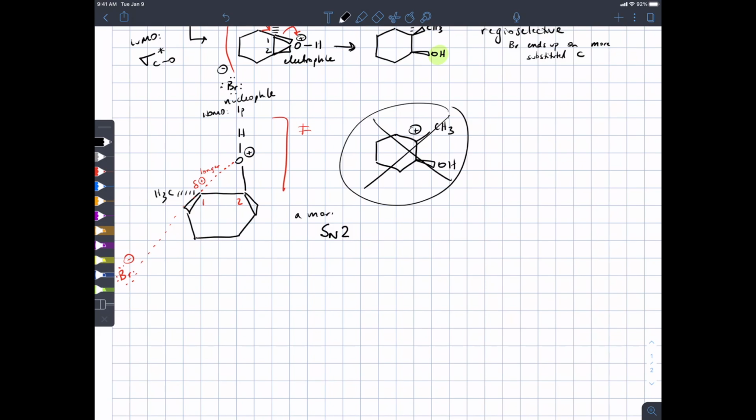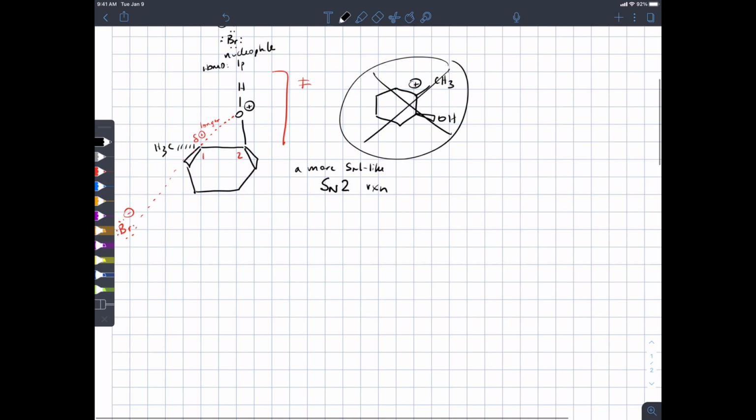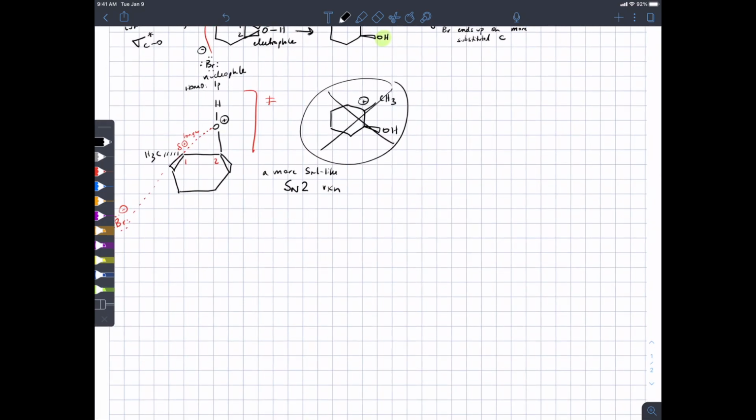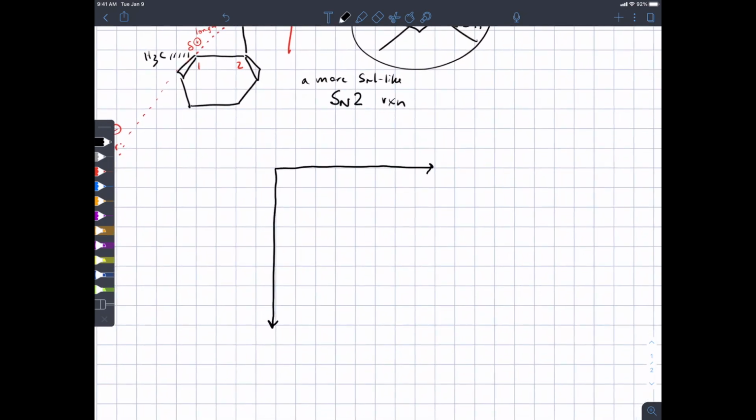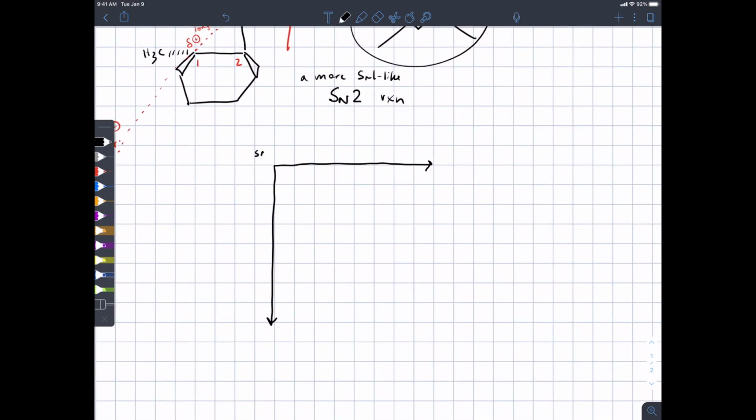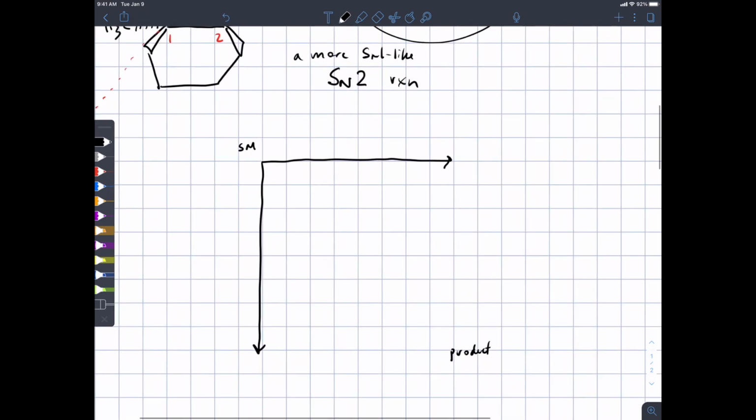a more SN1-like SN2 reaction. And that seems kind of silly. The reason we talk about that in organic chemistry is because it helps us visualize sort of what the transition state is. When you recall, when we were learning about SN2 versus SN1, we thought about this occurring with two different things changing. One was that the nucleophile attacks, and the other was that the leaving group leaves.